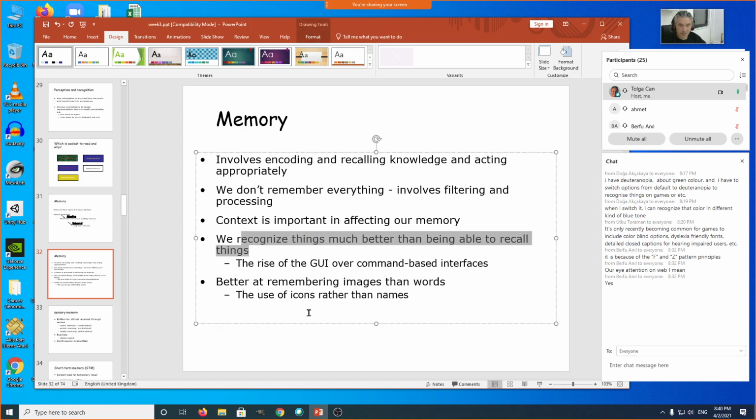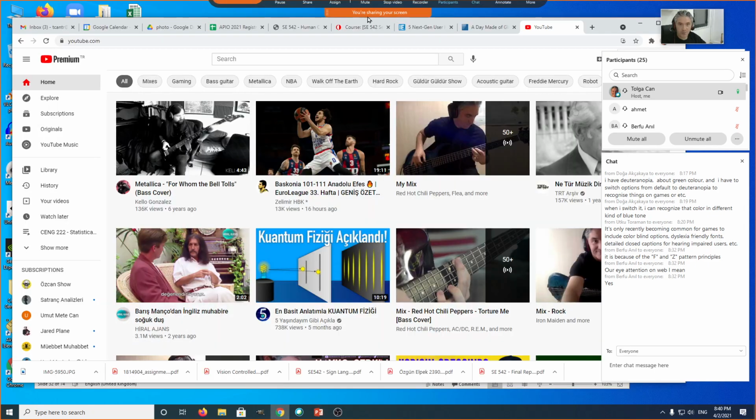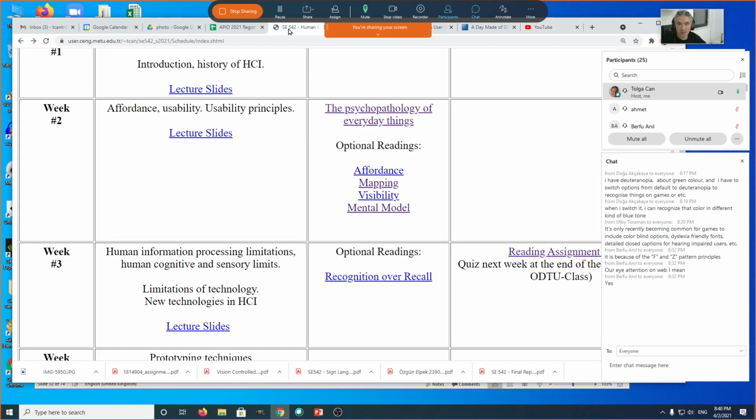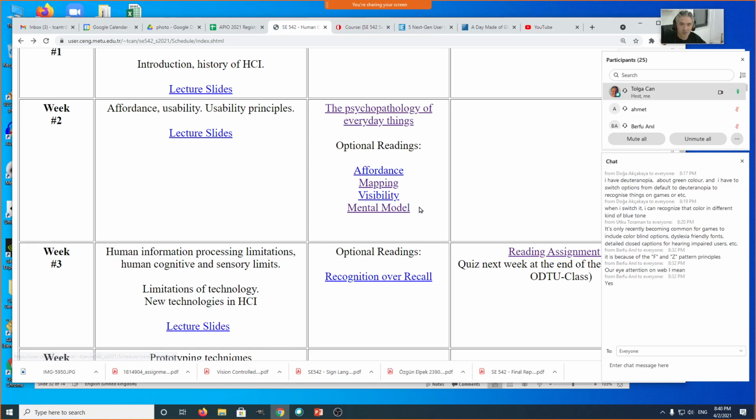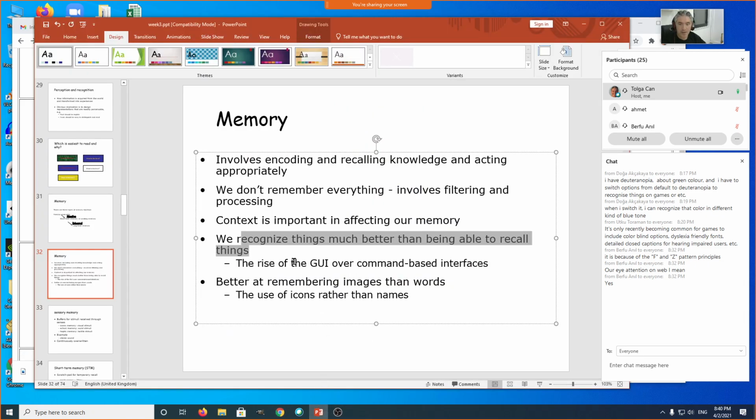There was an optional reading for this week. If you take a look at the course website, it's here, in week 3, recognition over recall. It's about human factors related to memory. Recognition is the process of seeing something and then making sense of it. Recall is retrieving the experience or memory of it without seeing it. So being able to recall things is actually more difficult than recognition.